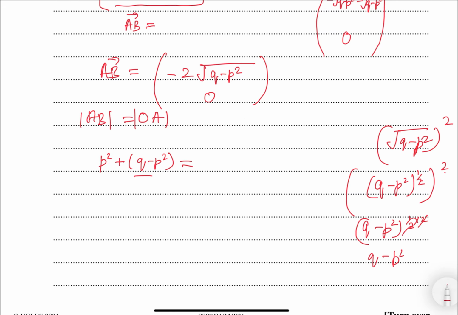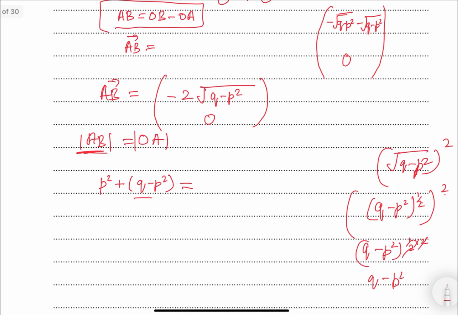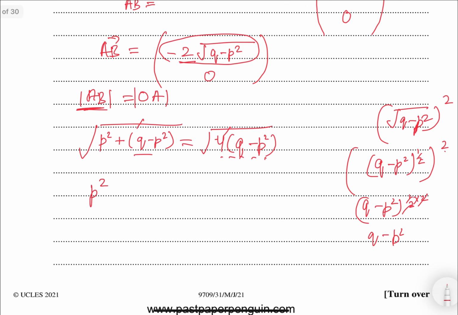That's what I have written, equal to the magnitude of AB. AB magnitude would be, just square and square root it. So it would be negative 2 squared, which is 4, times q minus p square. Yes or no? I've squared it and then taken a square root. The square root will be cancelled. So it will be p square. The p square will not be cancelled; we will just multiply the powers by 2. Squaring both sides, plus q minus p square equals 4q minus 4p square.